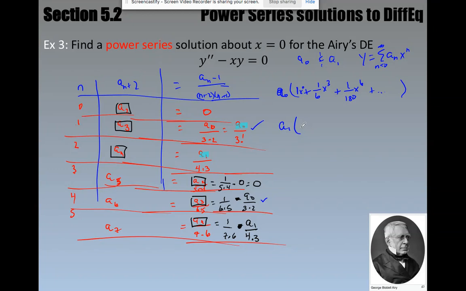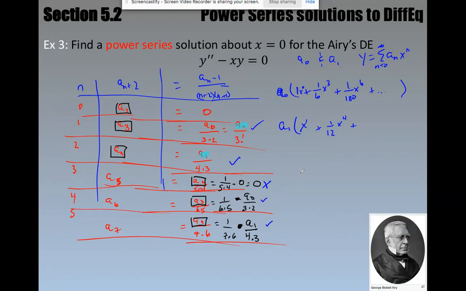Again, what's a sub 1 in front of in your power series? A sub 1 is in front of the x to the first term. And then what do I have? 1/12 x to the 4th. So I don't need this one. Got that a sub 1.